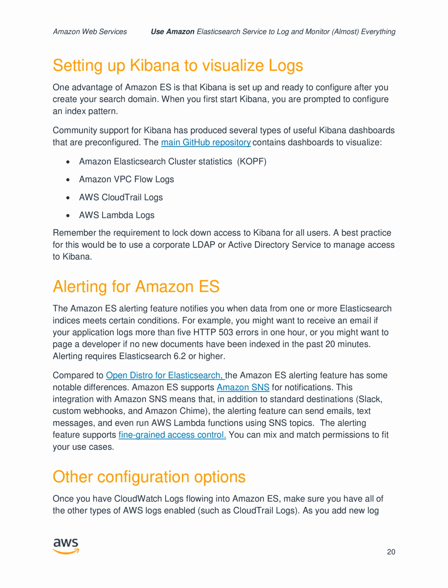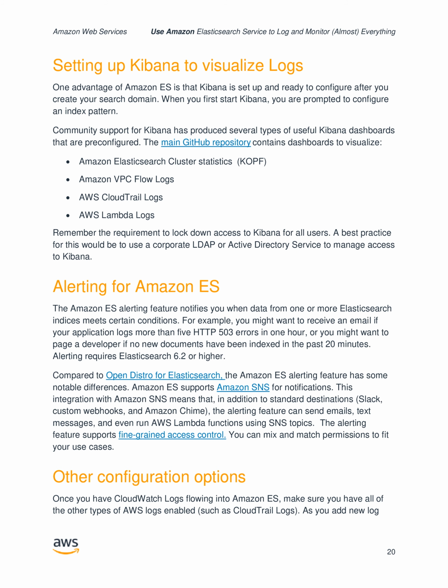Amazon S supports Amazon SNS for notifications. This integration with Amazon SNS means that, in addition to standard destinations, Slack, custom webhooks, and Amazon Chime, the alerting feature can send emails, text messages, and even run AWS Lambda functions using SNS topics. The alerting feature supports fine-grained access control. You can mix and match permissions to fit your use cases.